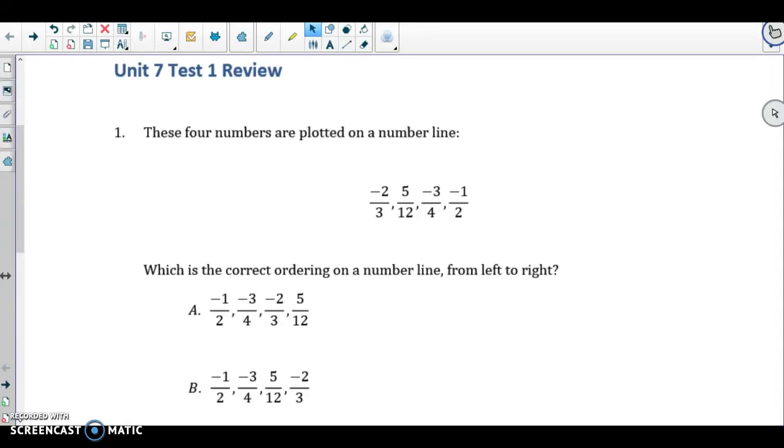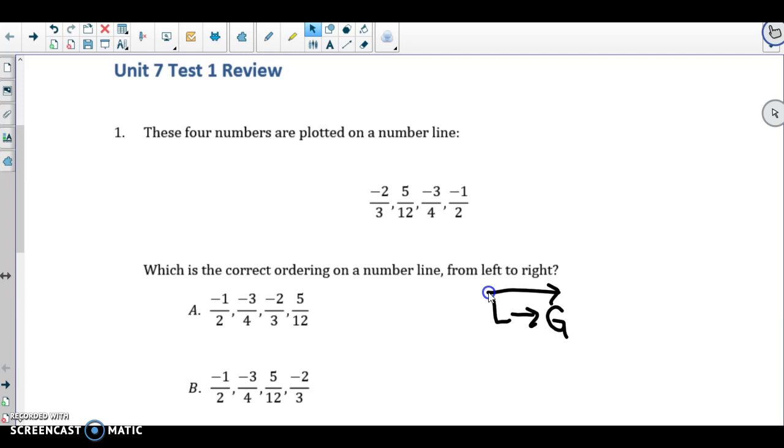Okay, so we are going to look at the Unit 7 Test 1 review, talking about some of our positive and negative numbers, ordering rational numbers, things like that. So number one, it says the four numbers are plotted on a number line. Which is the correct ordering on a number line from left to right? Meaning, if we're going from left to right, we're going from least to greatest.